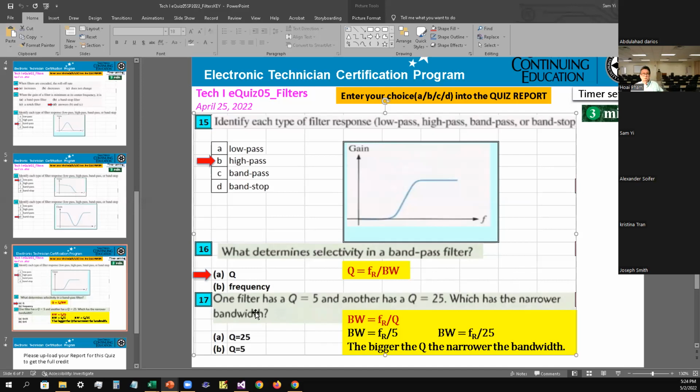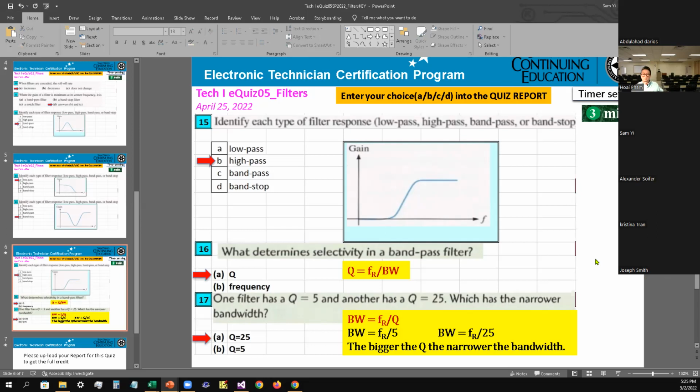Number 17, one filter has a Q of 5 and another has a Q of 25, which has the narrower bandwidth? You can see bandwidth equals the resonant frequency divided by Q. Therefore, the bigger the Q, the narrower the bandwidth. So in this case, the answer would be 25. So the answer is A as in apple. Let me copy and paste this. So the smallest bandwidth would be this one. That's pretty much it.